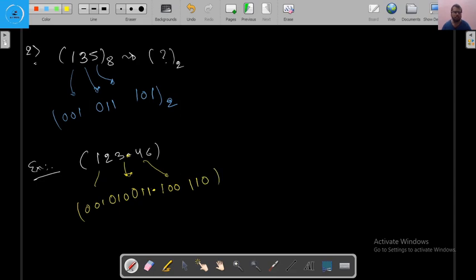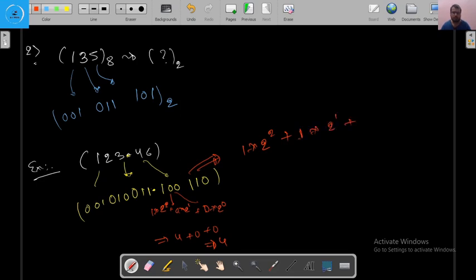How? 1 into 2 to the power 2, plus 0 into 2 to the power 1, plus 0 into 2 to the power 0, that is 4. Similarly, 1 into 2 to the power 2 plus 1 into 2 to the power 1 plus 0 into 2 to the power 0.